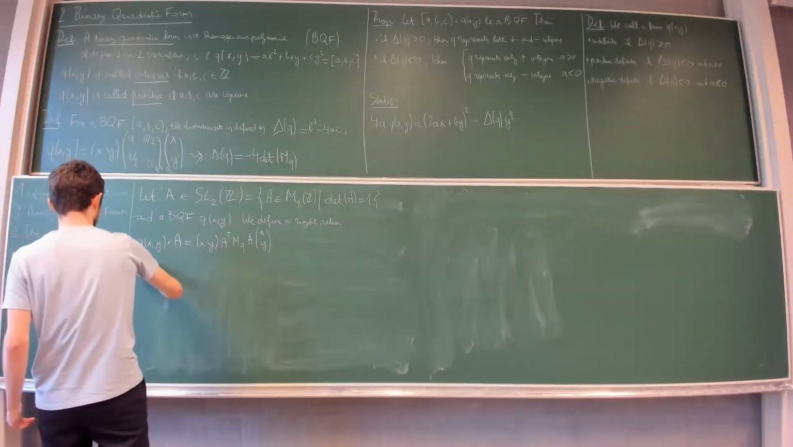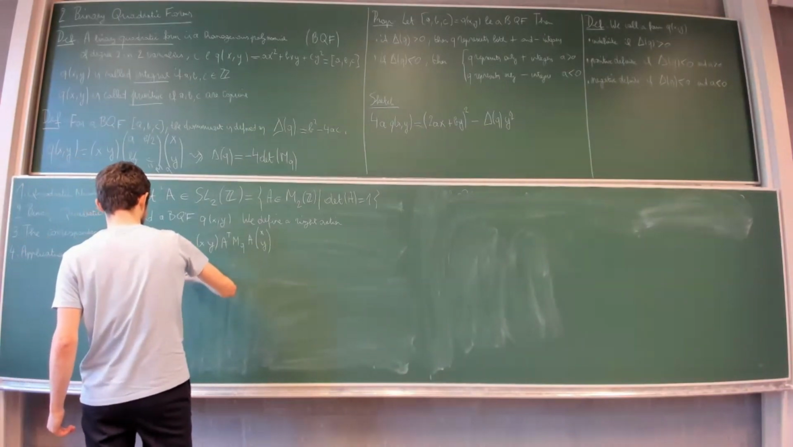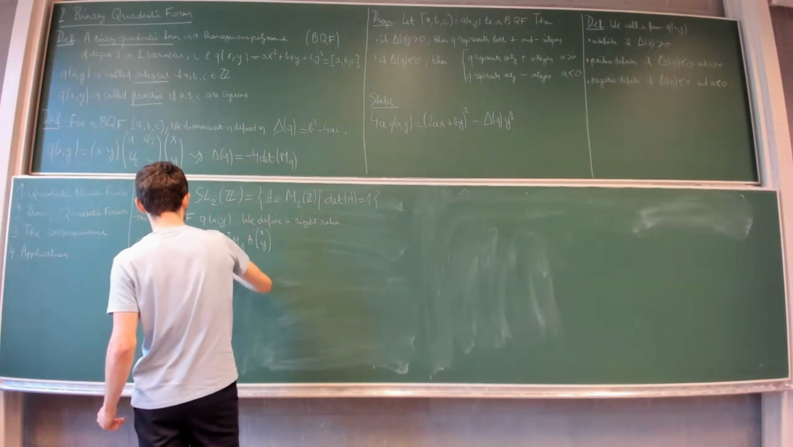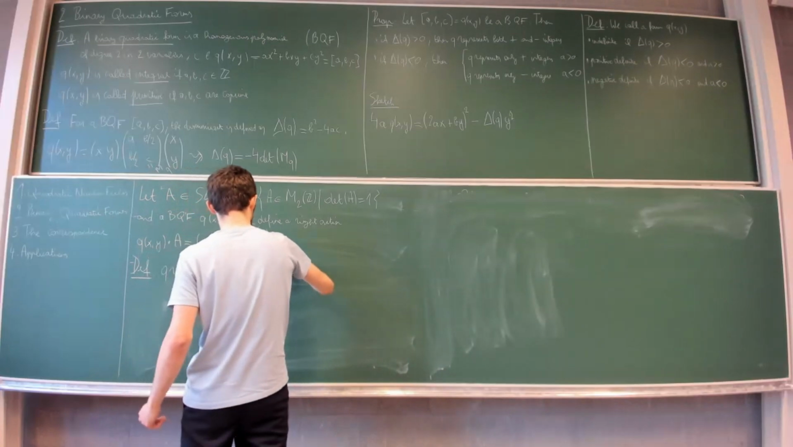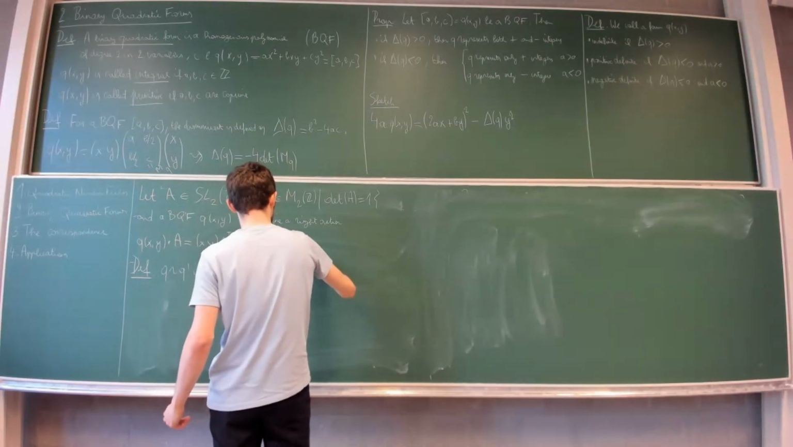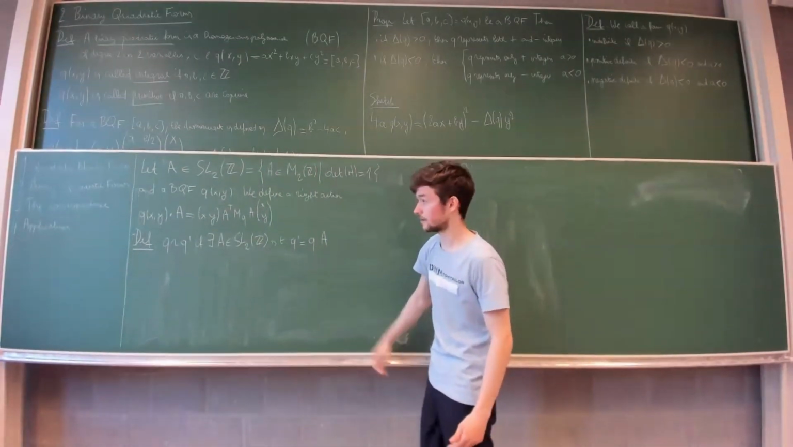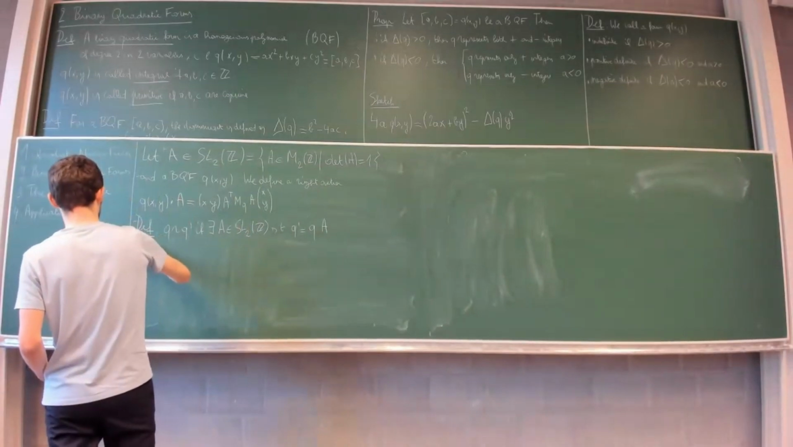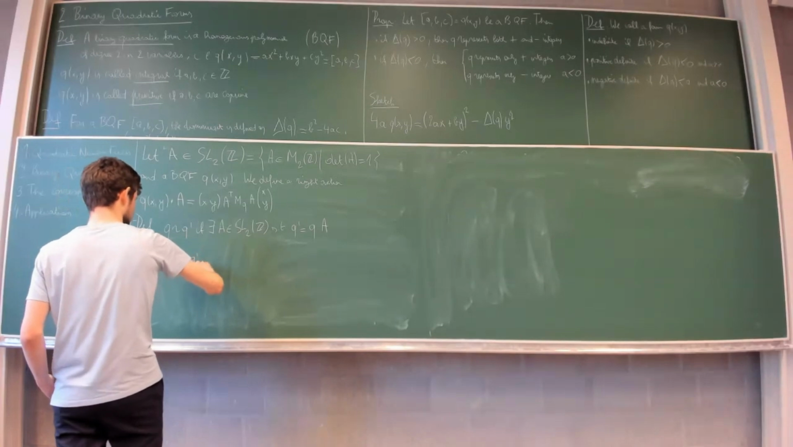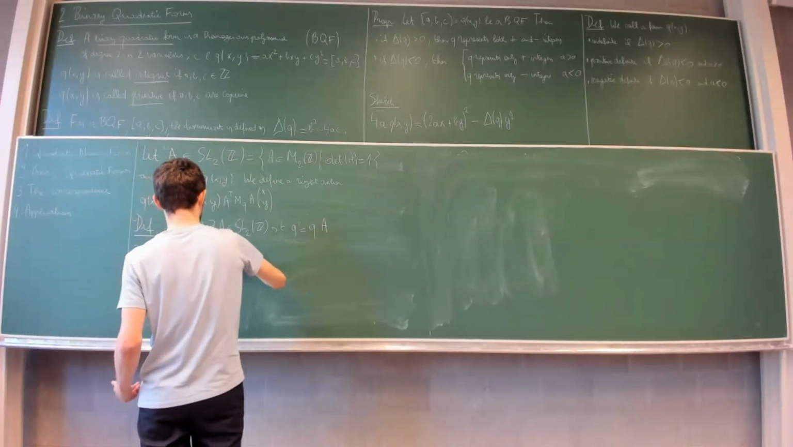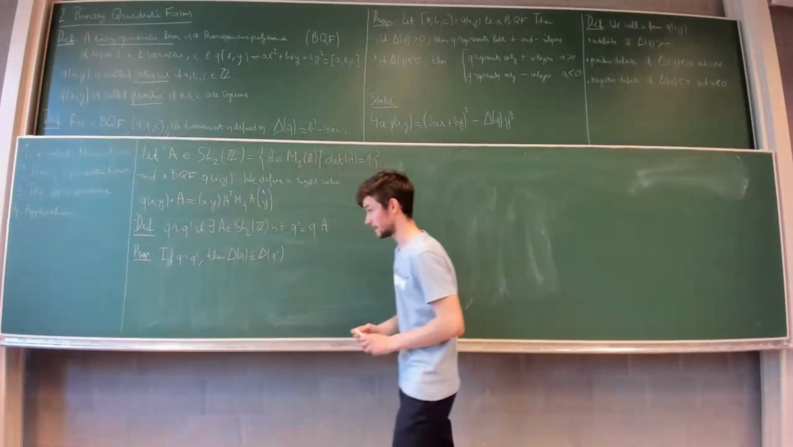So we say that two forms Q and Q prime are equivalent if there exists some matrix A such that Q prime is Q with A acting on it. And then immediately you notice that if two forms are equivalent, then their discriminant remains the same. Okay, this is really nice.